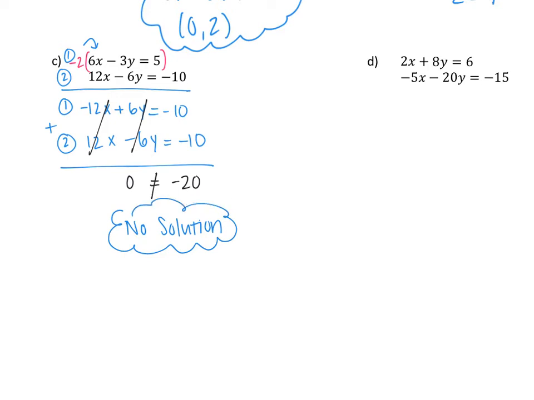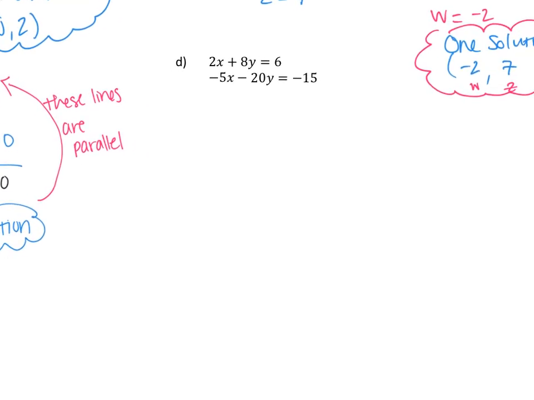And that's because that means that these two lines are parallel. So if you have two lines that never intersect, or you get a weird solution where both sides are different numbers so they can't equal, this means that it's no solutions. So the last one here is D.